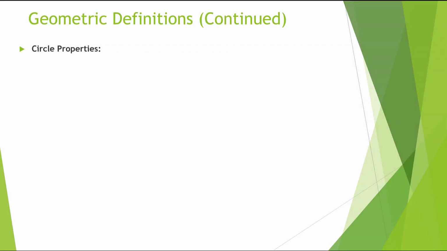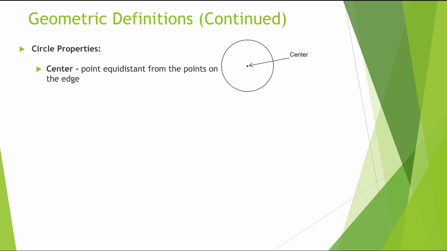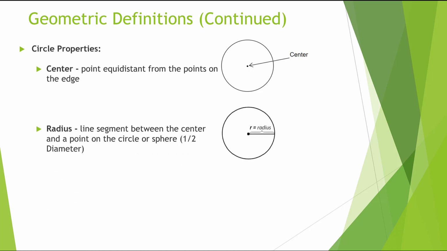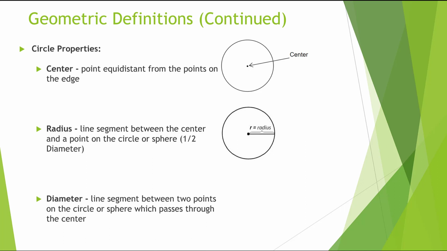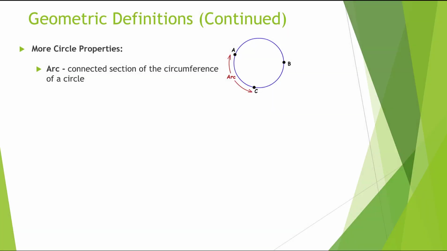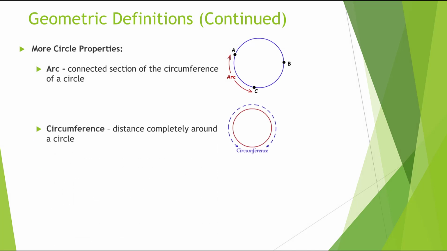Circles will be used quite frequently. The center is a point that's equal distance from any point on the edge of the circle. A radius is the distance from the center to any point on the circle. And the diameter is the distance of a line that goes through the center of the circle and touches each edge. Arcs are a portion of a circle's circumference, and the circumference is the distance that goes completely around the circle.